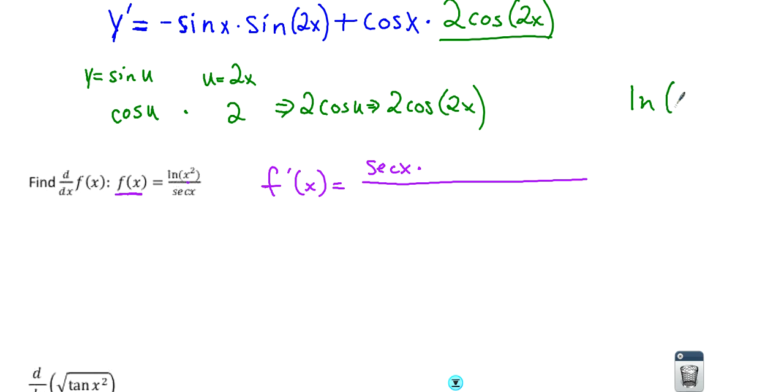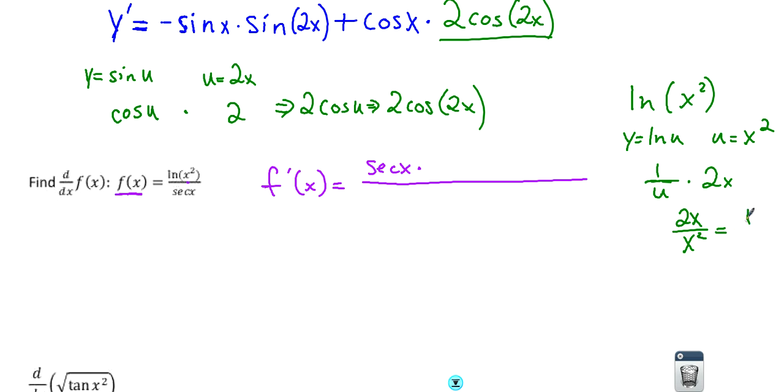So we have to take the derivative of this. So my u is my x squared, which means y equals ln of u. The derivative of the natural log of u is 1 over u times the derivative of x squared, which is 2x. Plug the u back in, we get 2x over x squared, which is 2 over x. And that's what we put right here.